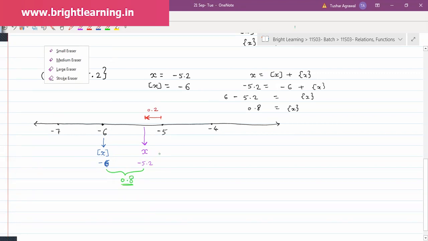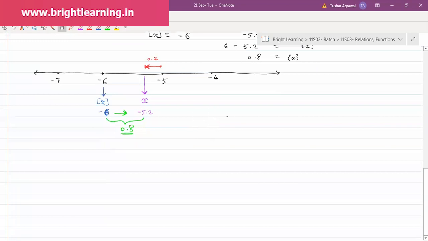Everybody getting it? How to picturize these values? Minus 5.2 means 0.2 units to the left of minus 5. But that is not my answer. I am interested in this, the greatest integer function. How much should I come to the right side? To the right side, I have to travel a distance of 0.8. Understood? So the fractional part of minus 5.2 will be equal to 0.8.